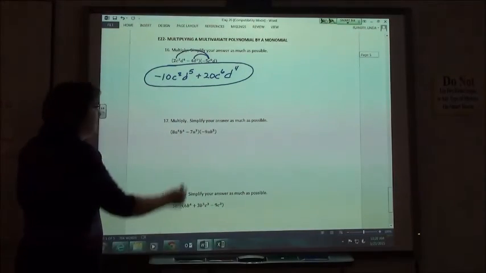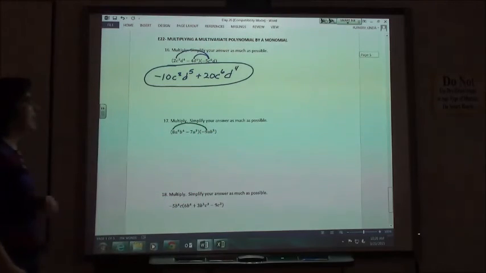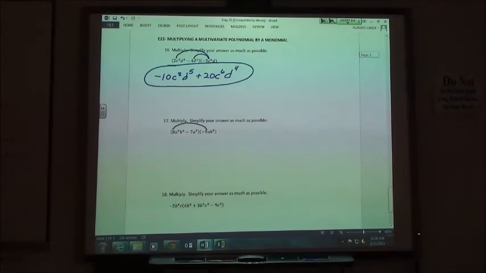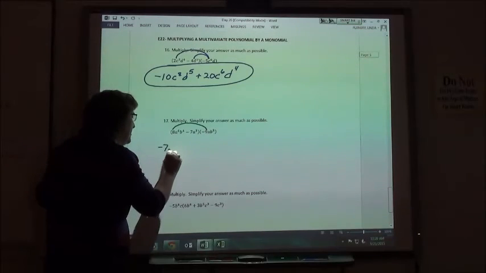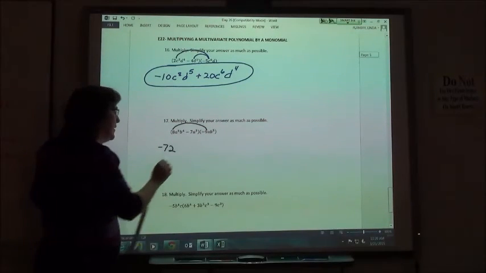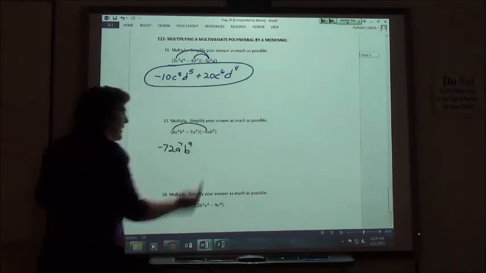So number 17, if I take the 8a to the 6th b to the 4th times the negative 9ab to the 5th, I would get negative 72, a to the 7th, b to the 9th, exactly.